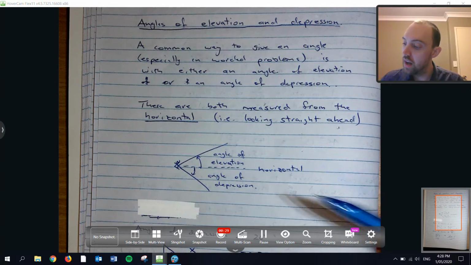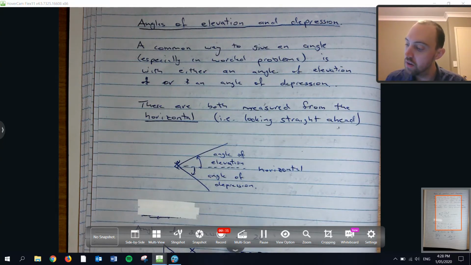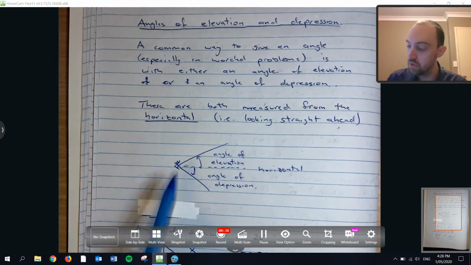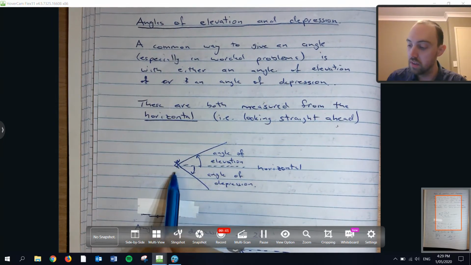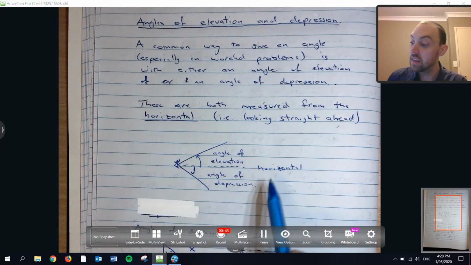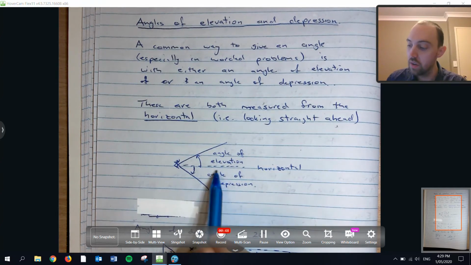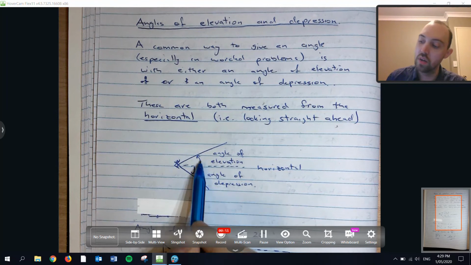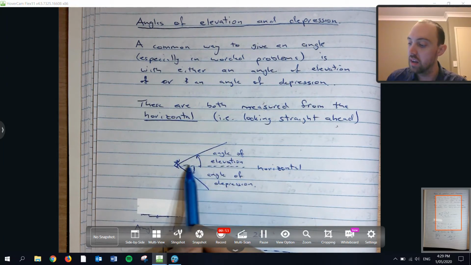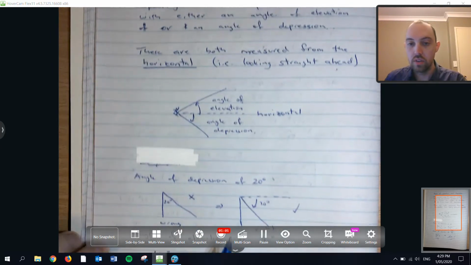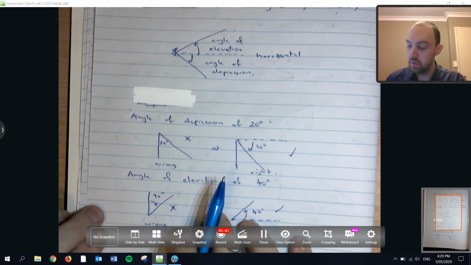This usually comes up in, as I said, the worded problems that we're going to be discussing. Our angle of elevation or our angle of depression is measured from the horizontal. So you have some sort of observer. This is meant to be an eye. From the horizontal, so straight out, looking ahead, the angle of elevation goes up, and the angle of depression is measured from the horizontal down. A couple of examples here.